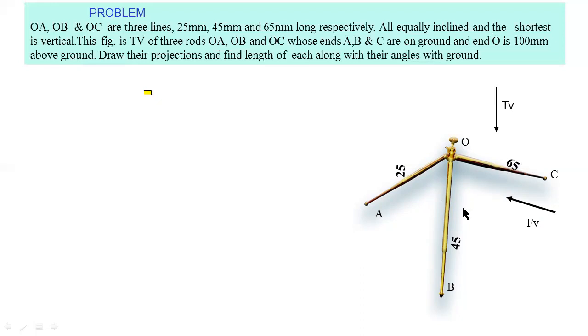These three are equally inclined. This figure is the top view of three rods OA, OB, and OC, whose ends A, B, C are on the ground. So please remember, we have to mark the points A, B, C on the ground. That means you have to mark the ends A, B, C on the XY line. On ground means lies on the HP, lies on the horizontal plane. So lies on the horizontal plane means you have to mark the points A, B, C on the XY line.